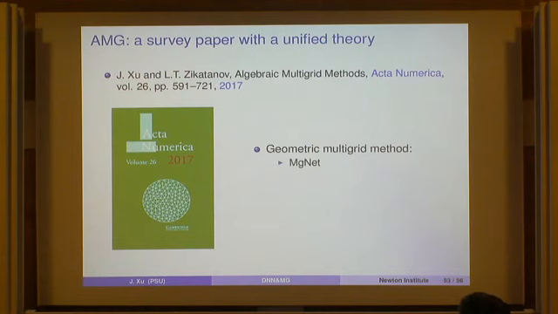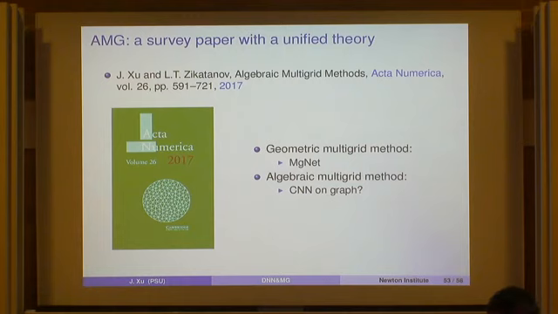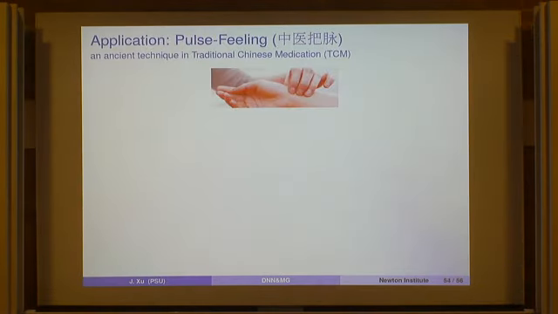So the geometrical multigrid, you do MgNet. We have this thing called the algebraic multigrid method, which answers your question, they're more flexible. You can, for example, see it on a graph. People are doing different multi-level training algorithms. Those are all the things we can work on. Well, I know I'm running out of time.